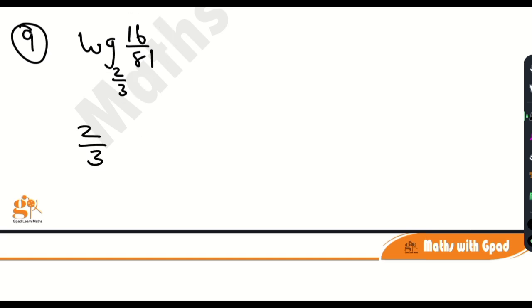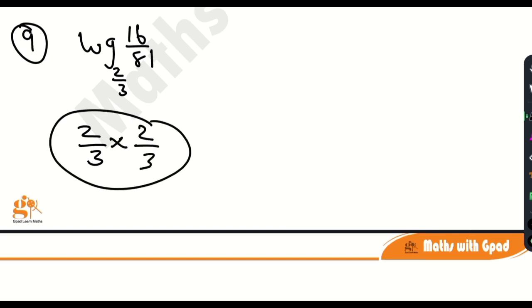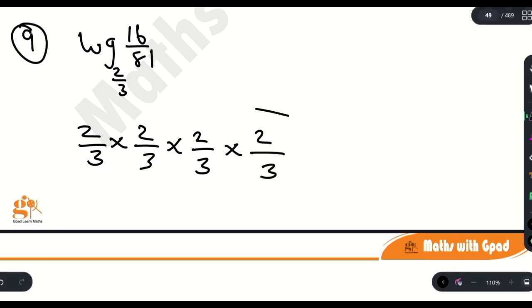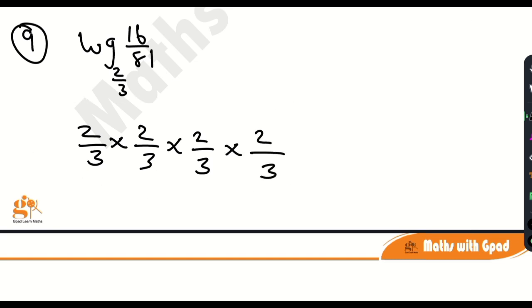16/81. So 2/3 times 2/3 will be 4 over 9, but it's still not 16 over 81. So we keep going. We multiply again by 2 over 3. 2 times 2 times 2 is 8, still not 16, so we can't use that. Let's multiply again by 2 over 3. Of course, this is going to give us what we want, because 2 times 2 times 2 times 2 is 16, and 3 times 3 times 3 times 3 is 81, which matches with the argument.